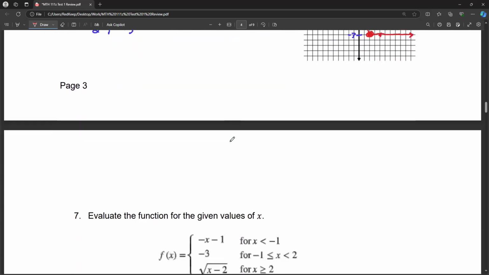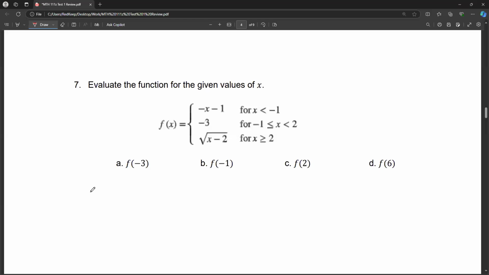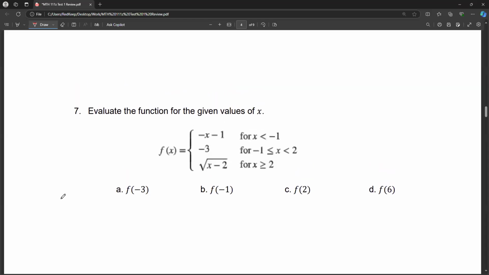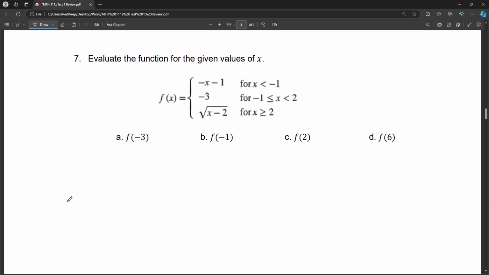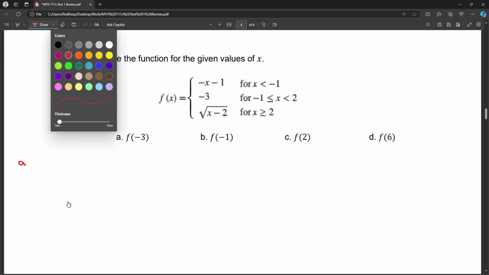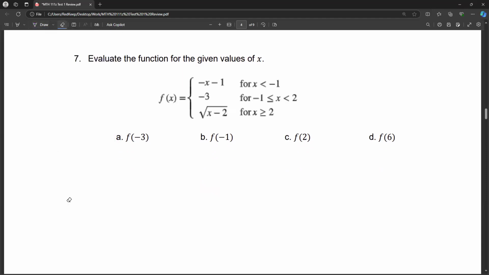Let's go ahead and move on to question 7, in which we're working with a piecewise function again. And we're asked to evaluate the function for the given values of x. Okay, and so here in part A, they're asking, well, let me change my color back, right? What is f of negative 3? So part A is f of negative 3.